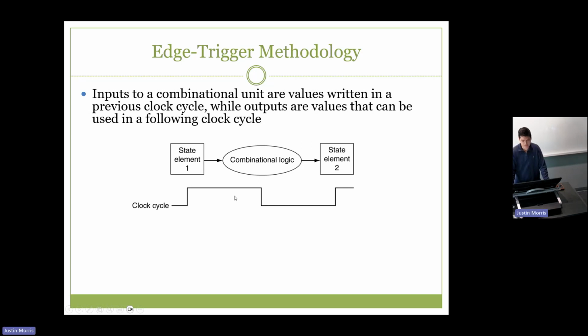And this cycle time needs to be accommodating for every single one of these register to register paths. So even if we have a path that takes 2/3 of the time of the longest path, it's still going to take the same amount of time as the longest path, because our clock cycle is determined by the longest path.